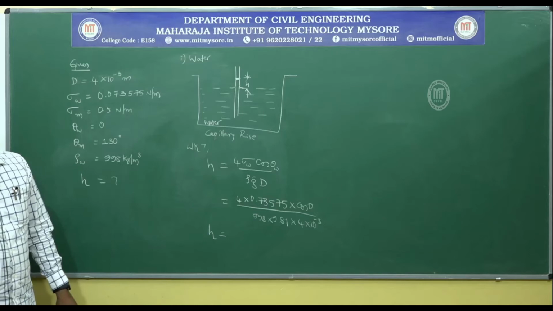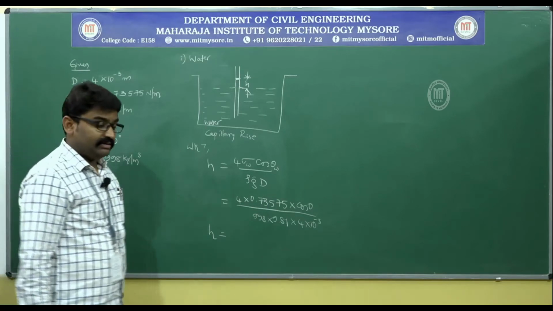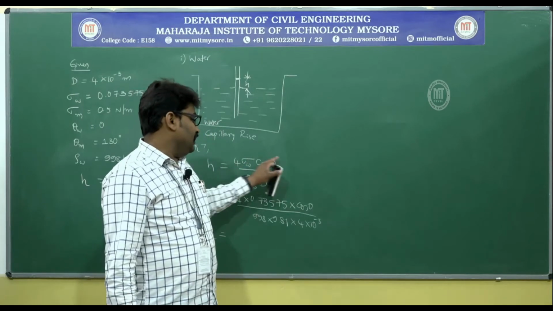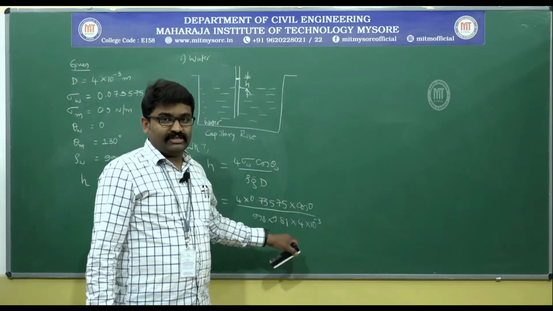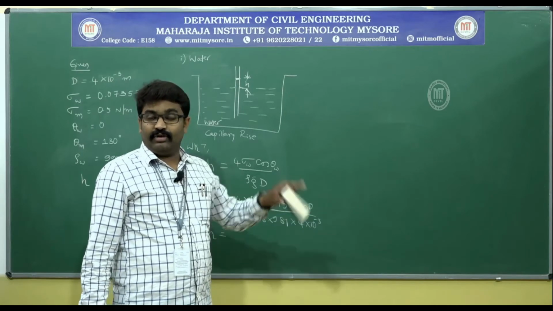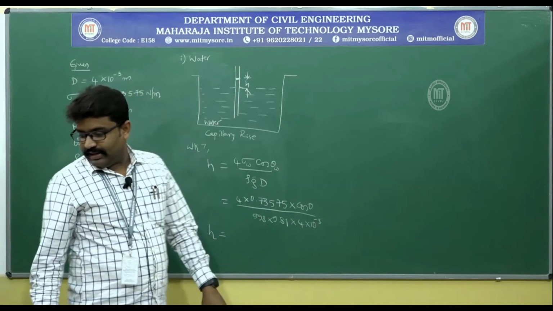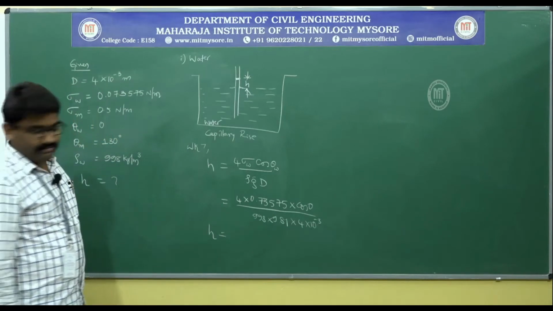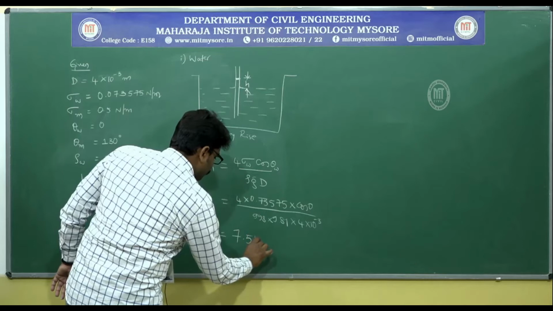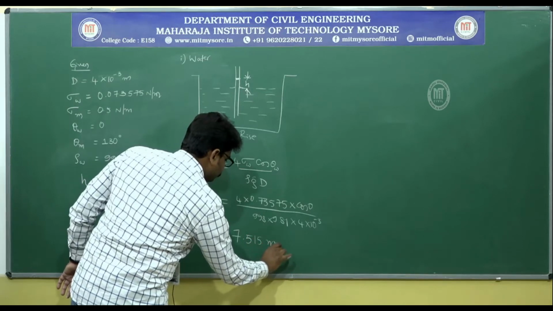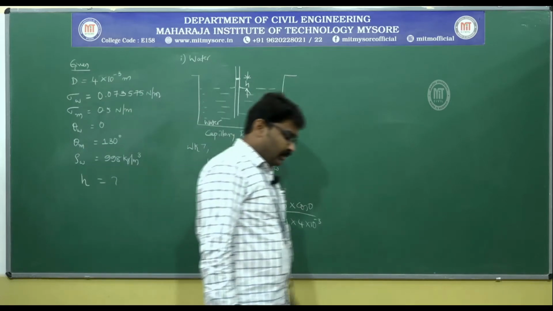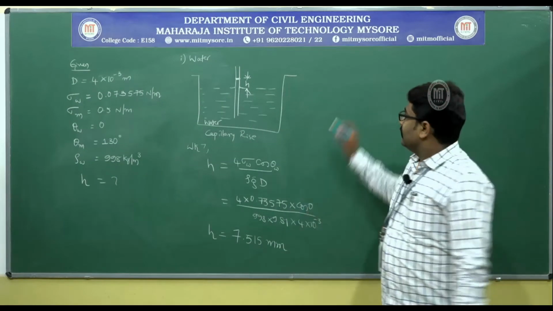It is capillary rise, and he wants the answer in terms of millimeter. Be careful, I have kept all the terms in SI units, that is in meter, but you want the answer in millimeter. Be careful and write it in meters only. So, the answer is 7.515 millimeter. Similarly, I will have to take the second case.